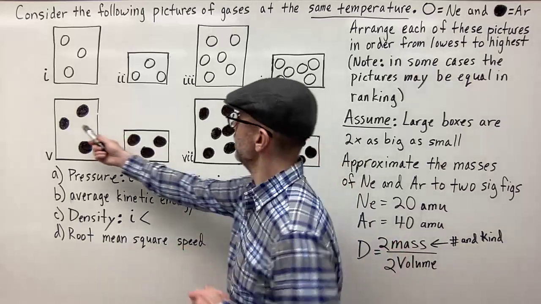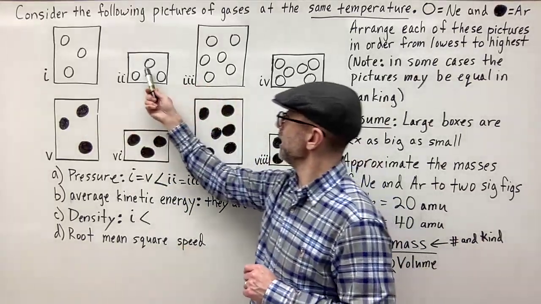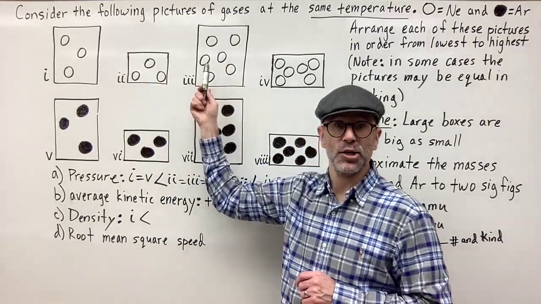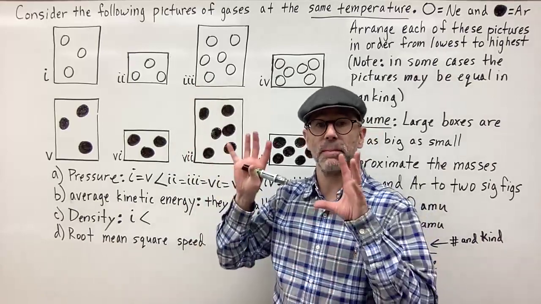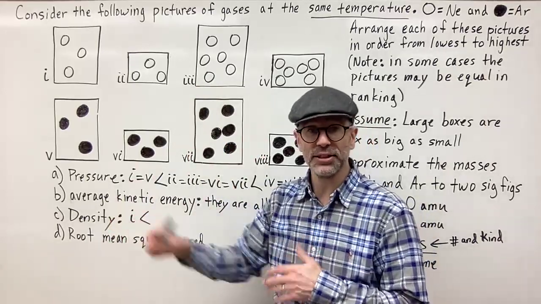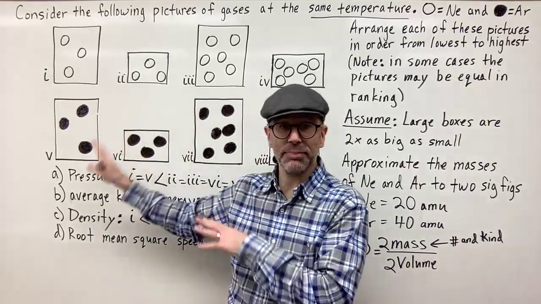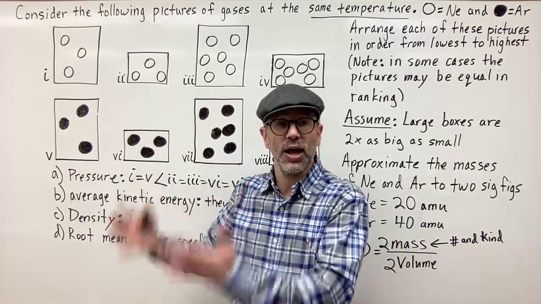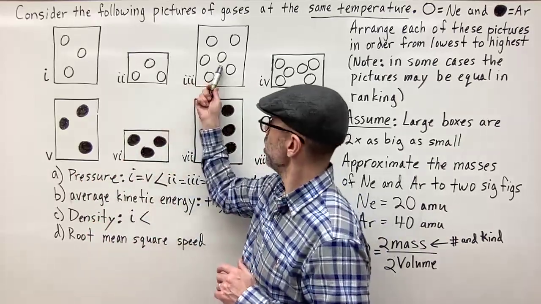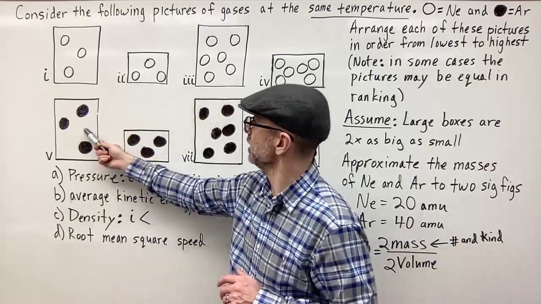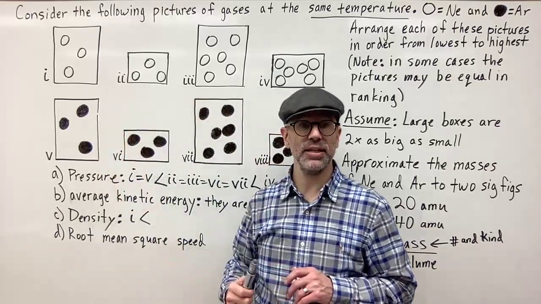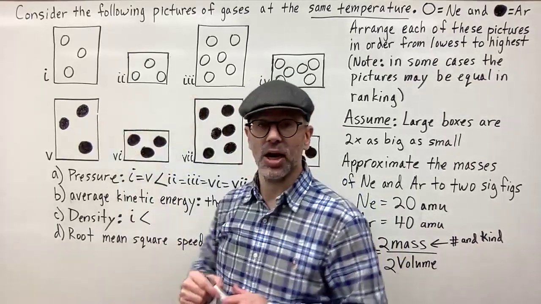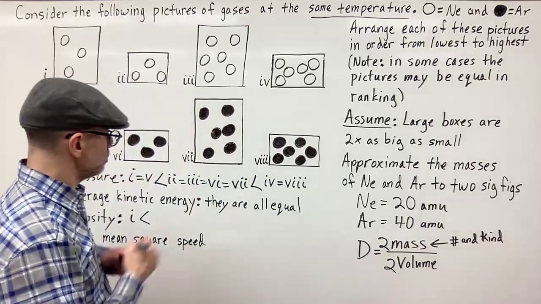The difference between this and this is that here I doubled the volume and I doubled the number of particles. So because I doubled the number of particles, but the masses are the same, I doubled the mass. Here, I kept the number of particles the same, but I doubled the mass of each of the particles. So overall, the mass is doubled. So this one and this one have the same density. This one and this one have the same density as well. And so these 3, 2, 3, and 5 are going to have the same density.